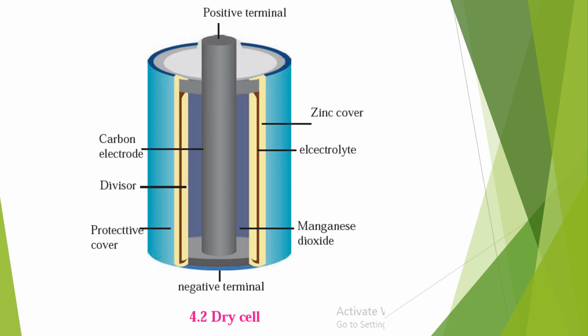Okay, but the problem with the dry cell is that it is a wet pulp, or it is wet. That is why the reactions which take place are very slow. So large current cannot be obtained from these. However, these are very convenient to use, and they also last for a longer period of time.